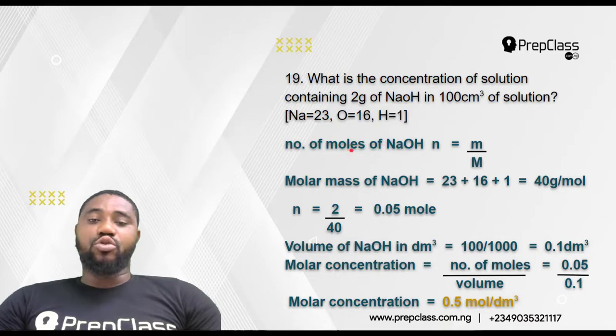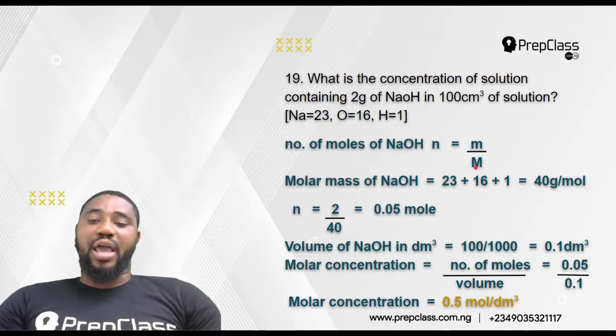Now, number of moles of NaOH is n equals mass over molar mass. That's how we find number of moles, because we want to find the molar concentration. Molar concentration is the moles per dm cube, so we need to find the number of moles. What's the molar mass of NaOH? Na 23 plus O 16 plus H 1. You add everything, you get 40 grams per mole. So the molar mass of NaOH is 40 grams.